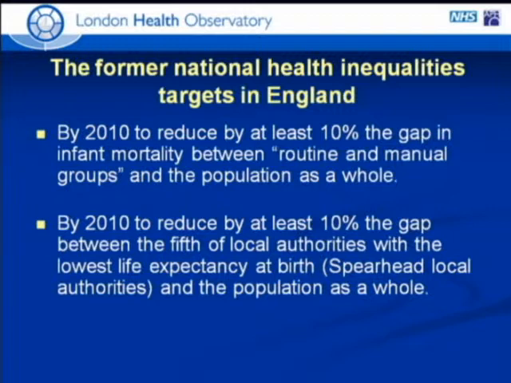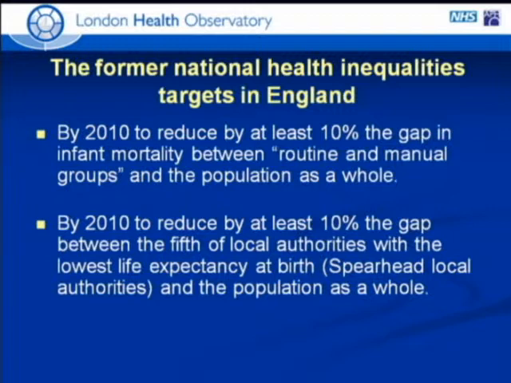I'm going to move on now to talk about the Health Inequalities Intervention Tool. We developed the tool because England had 2 targets for reducing national health inequalities. These were announced in February 2001 by the former Labour government, and they announced 2 targets. One was to reduce the gap in infant mortality between routine and manual groups and the population as a whole.